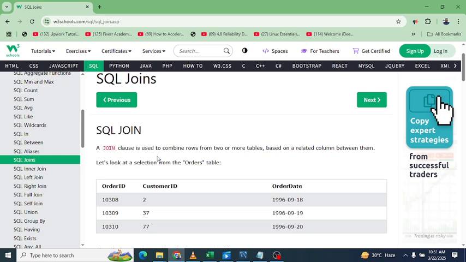It says the SQL join clause is used to combine rows from two or more tables based on related columns between them. There could be two tables, or very many tables. Let me assume possibly 10 in some large organizations like Amazon. You could have several tables, and those tables could be linked, they could be related.